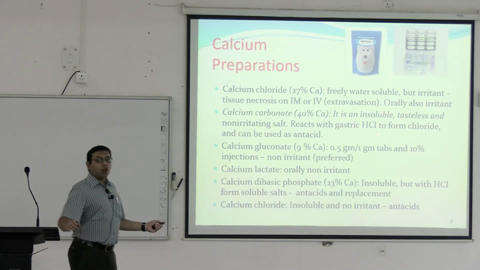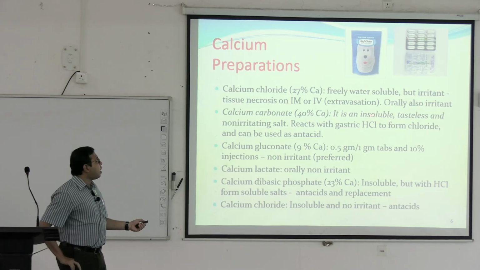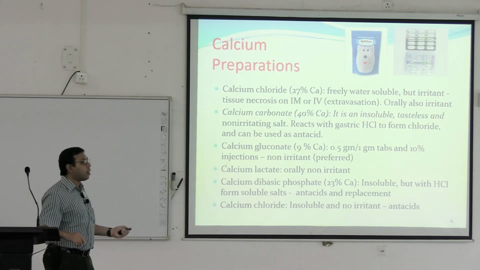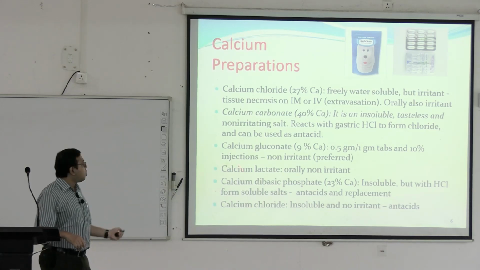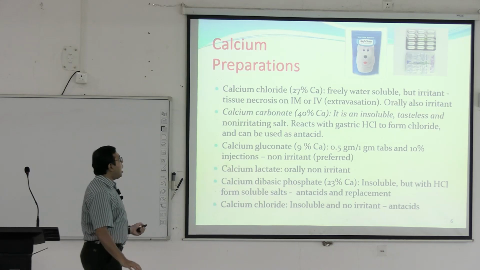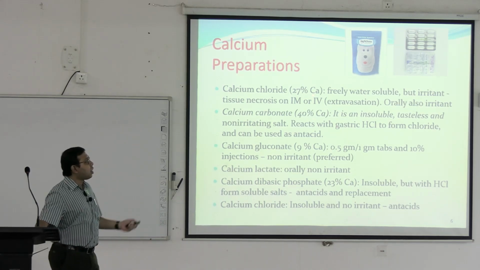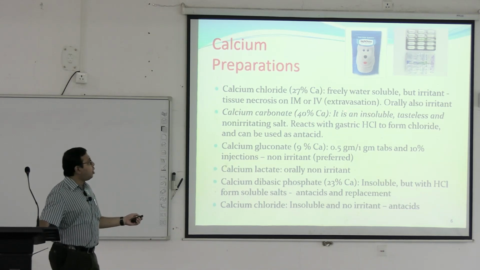So it is an insoluble, tasteless and non-irritating salt, reacts with gastric HCl to form the chloride and can be used as antacid. So calcium carbonate contains approximately 40% calcium. Apart from this, there is calcium chloride that contains 27% calcium. It is also freely water soluble.